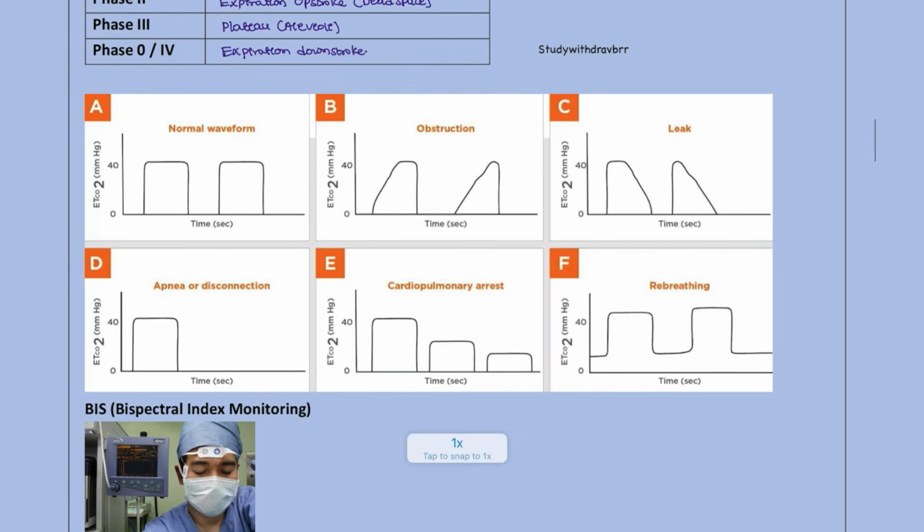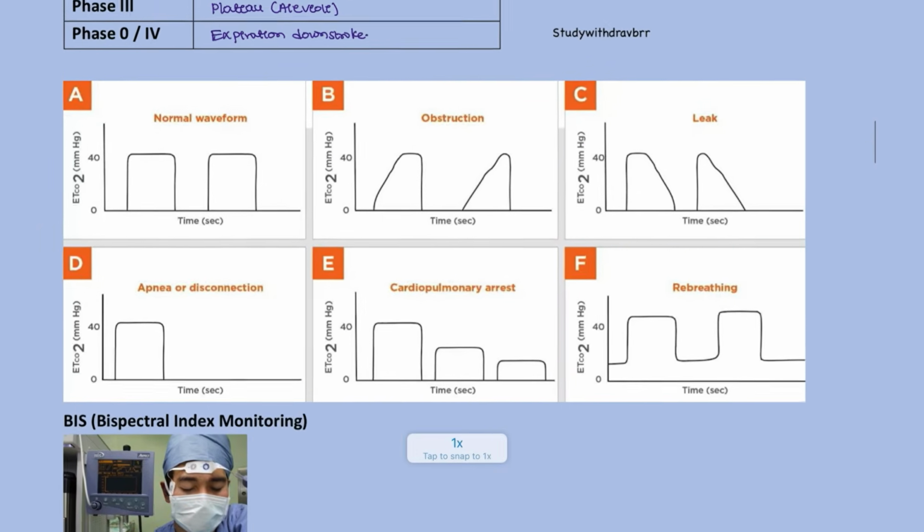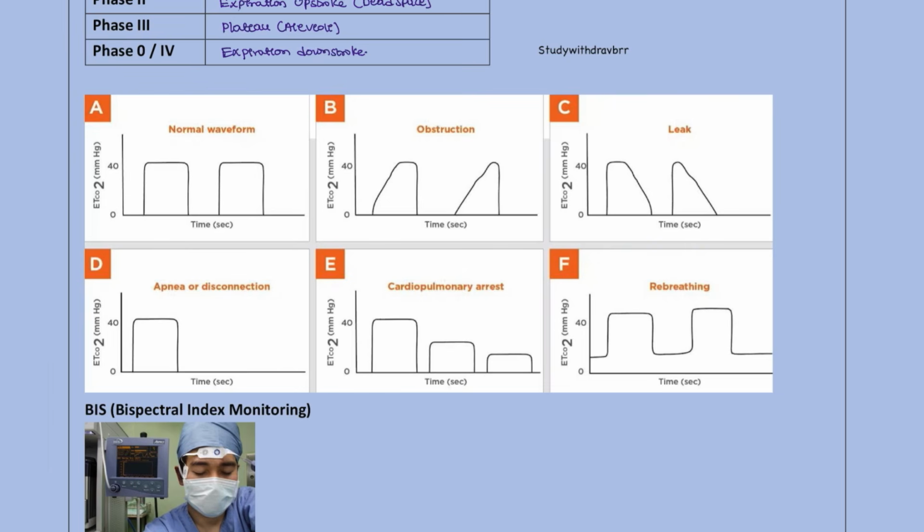The different types of graphs may be asked in the examination, so you have to remember them. And how will the normal wave look, guys? The normal waveform will look like this. At least 3 spontaneous graphs will be seen in the normal waveform. Next, obstruction. Obstruction may be due to bronchospasm, most commonly with bronchospasms.